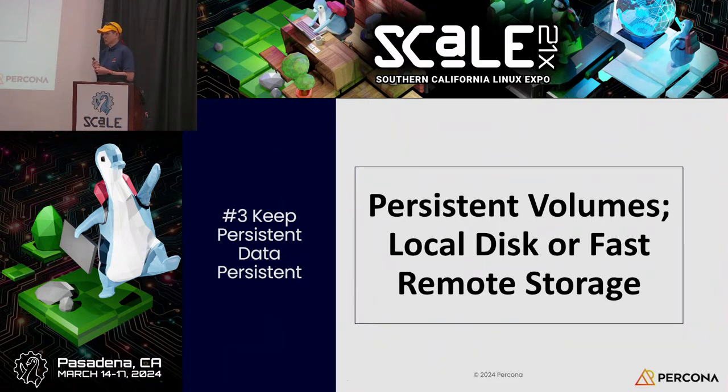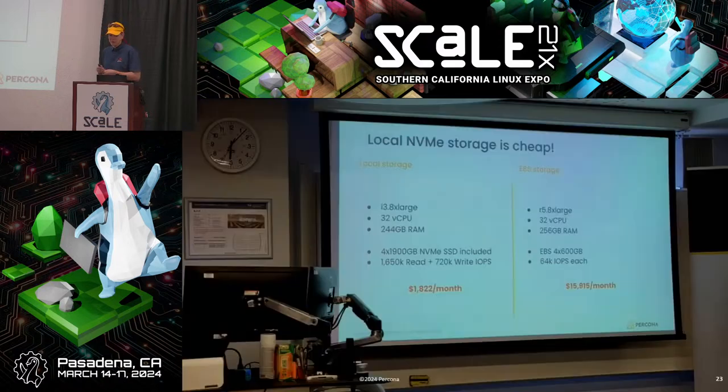Now, for persistent volumes, you can use both local disks or fast remote storage, right? And obviously, they have different properties, right? If you use something like EBS, it has a certain level of redundancy built into that, but it's also rather expensive, right, and also rather slow.